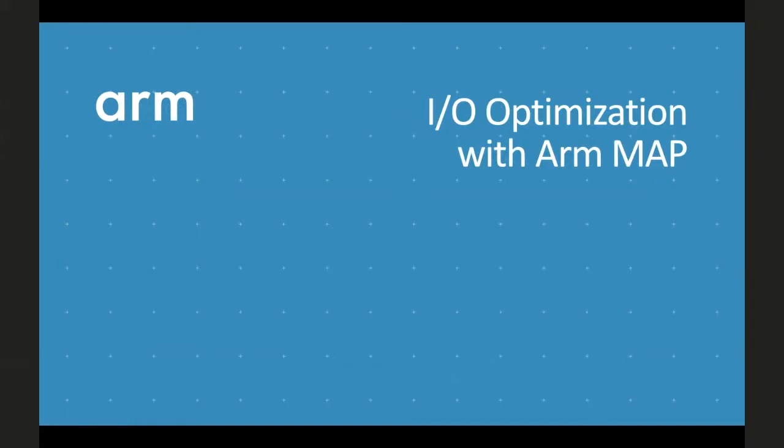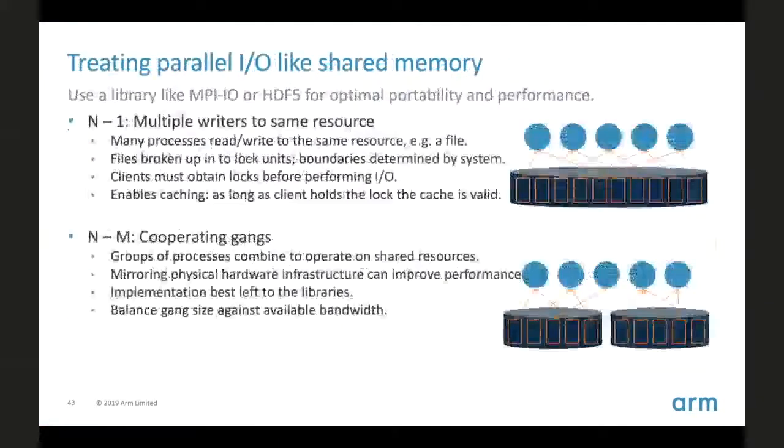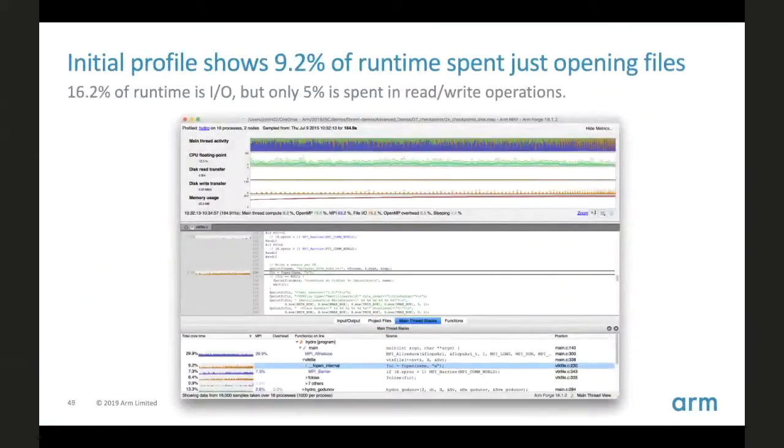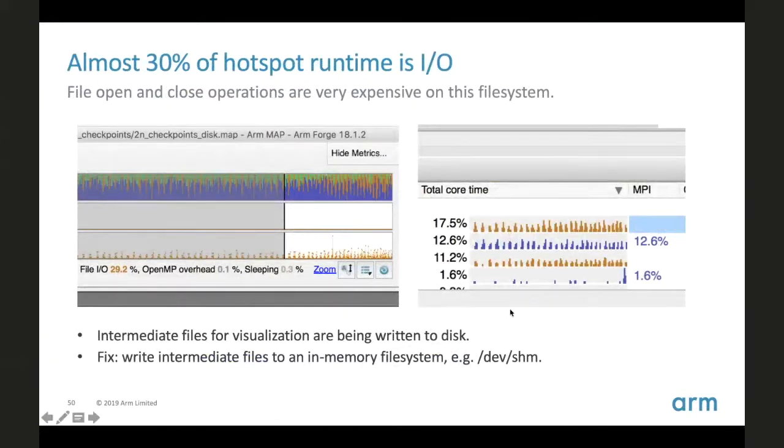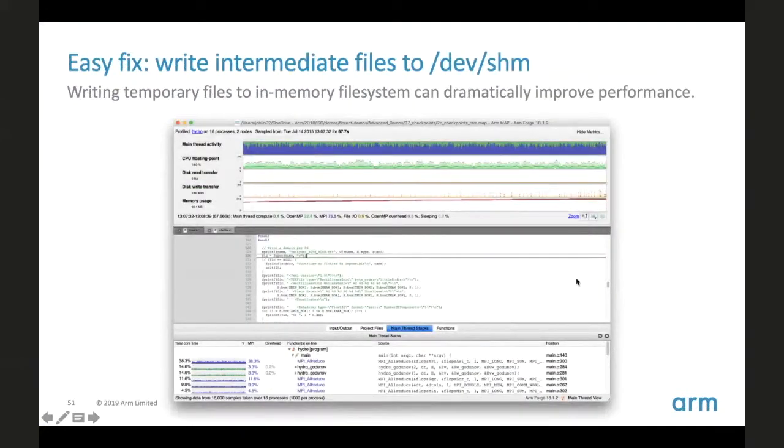Now, unfortunately, I'm down to 2 minutes, so I'm going to skip over my other real-world application. I'm just going to summarize to say that MAP is very good at detecting I/O load imbalance as well. You can do things like detecting where I/O hotspots have occurred in the code. In this case, it turned out that opening a file was very expensive, so opening an intermediate file in something like dev/shm was the right answer.